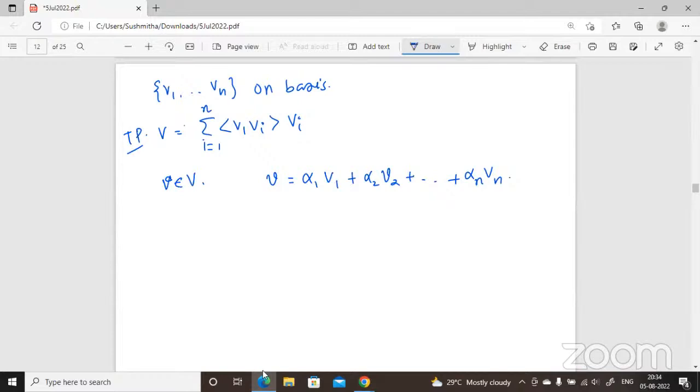No. You already have a representation, so think along these lines. You already have a representation. So <v, vi>. So the vector v, along with vi, what will you get? We get only alpha i, right? Only alpha i. Yes, that's it. You've proved it, right? What do you want?